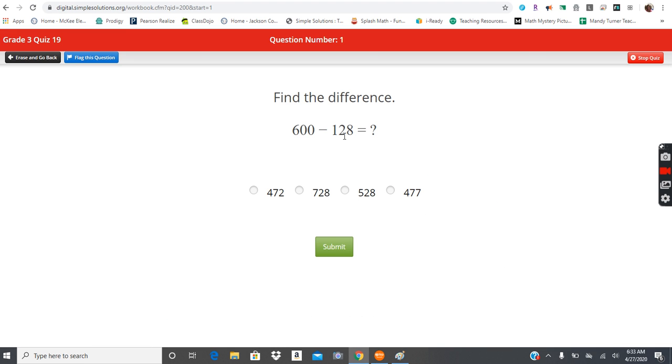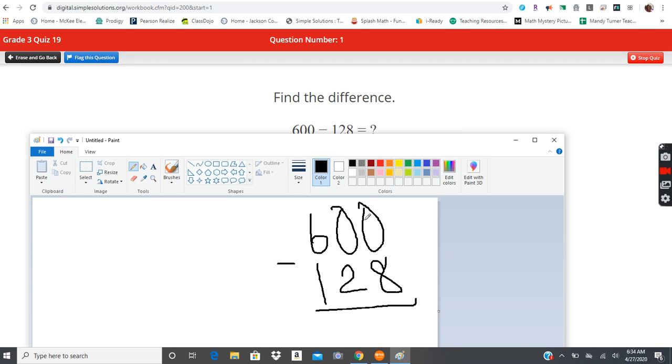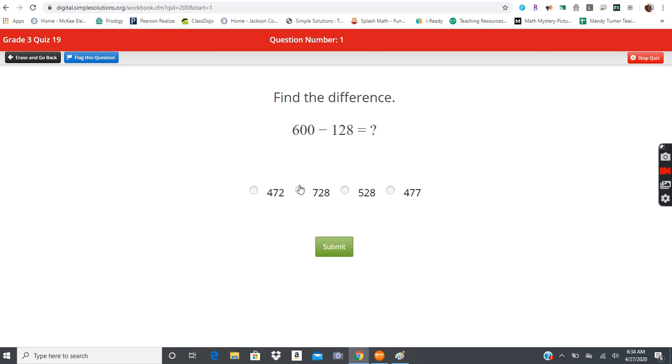Here we go. Question number 1, 600 minus 128. Okay, so let me come up here and grab my brush. So we have 600 minus 128. Well, I cannot take 8 from 0, and I can't borrow from a 0. So let's go and box out that 60. What comes before 60? 59. Now I can make that 0 a 10. 10 minus 8 is 2. 9 minus 2 is 7. And 5 minus 1 is 4. 472.